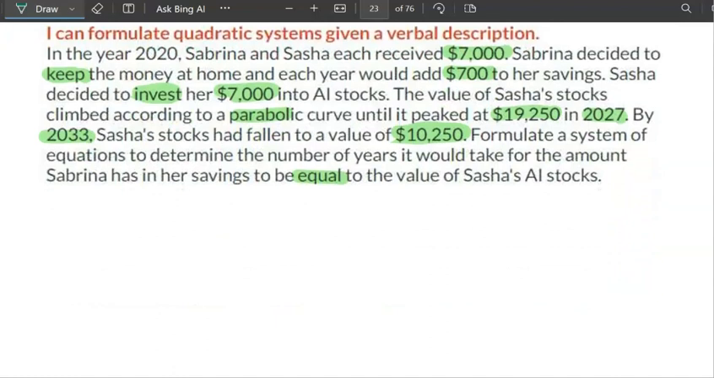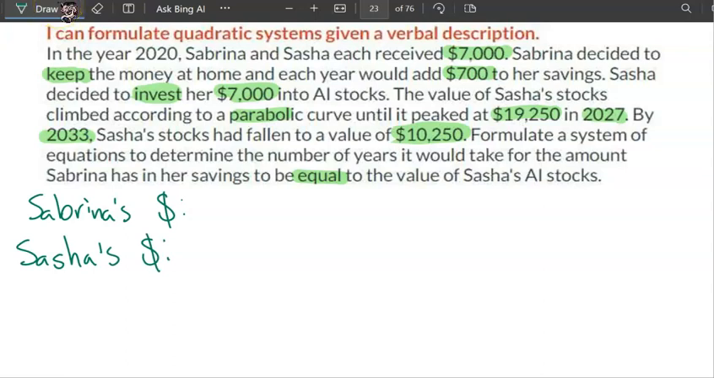So we have two equations here that we're dealing with. We have Sabrina's money and we have Sasha's money. We'll call Sabrina S1. So Sabrina's money, she keeps it at home and is adding 700 each year. 700 would be the rate of change. Actually, let's call that T. 700 times the number of years plus the initial $7,000. So this one's linear.